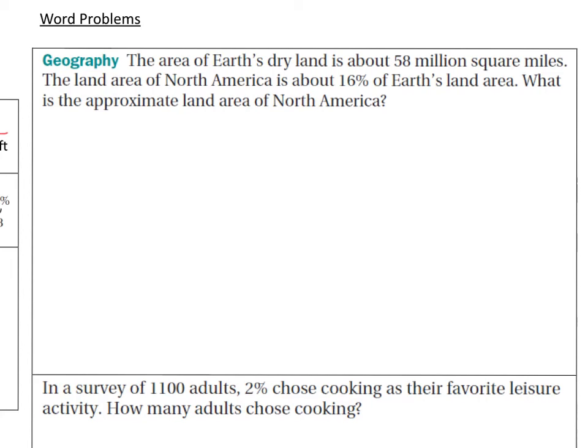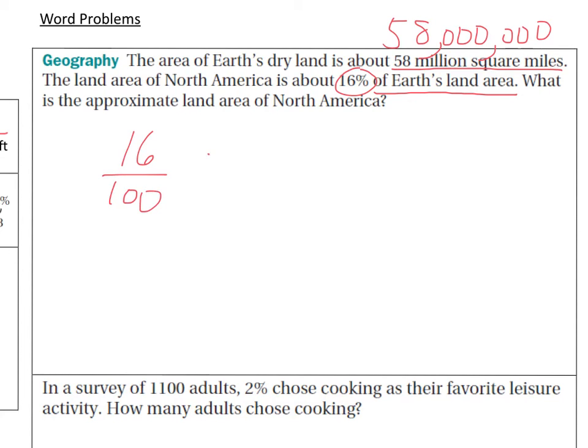Word problems. Geography. The area of Earth's dry land is about 58 million square miles. So we need to represent this number with 6 zeros. The land area of North America is about 16% of Earth's land area. What is the approximate land area of North America? So here I know 16%, 16 over 100, of Earth's land area, which is 58 million.